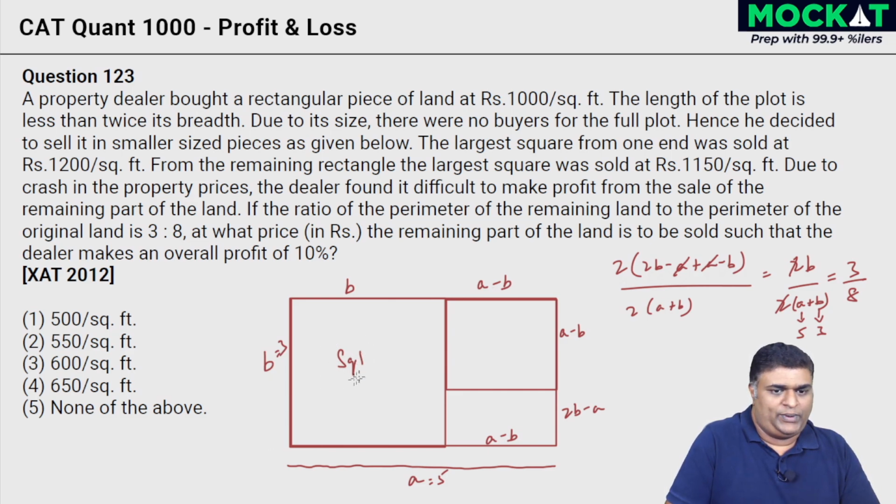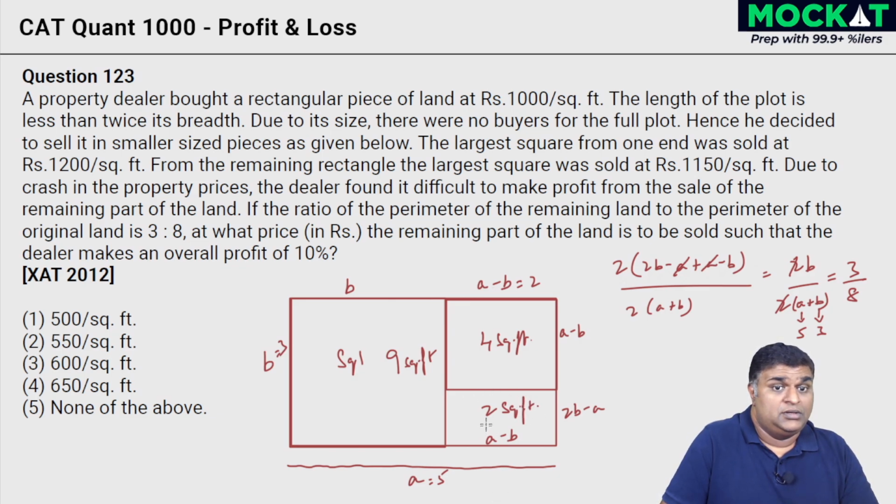What is the area of square 1? B square. 3 into 3, 9 square feet, right? Next, what would be the area of the smaller square over here? What is A minus B going to be? 5 minus 3, which is going to be 2. 2 into 2 is going to give me 4 square feet. What is going to be the area of this rectangle? You don't need to find 2B minus A and A minus B. The simple thing for you to do is A into B, 5 3s are 15 square feet totally. And in the 15, 9 and 4 are taken up. 13 square feet is done. We are left over with 2 square feet.